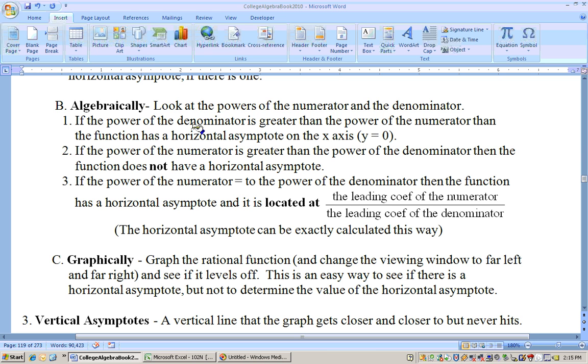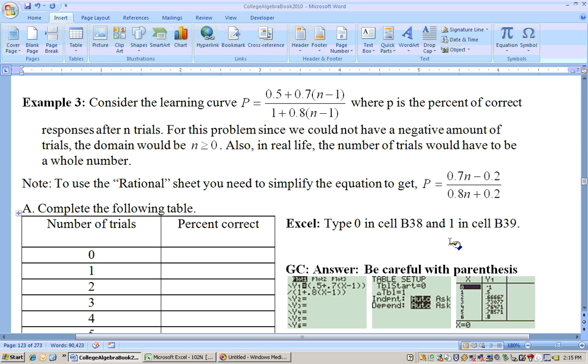For example, if the power of the denominator is greater than the power of the numerator, then you have a horizontal asymptote on the x-axis at y equals 0. And if the power of the numerator is greater than the power of the denominator, then you don't have a horizontal asymptote. Let's go back to our problem. For our problem, we can see they're both to the same power, so we just take the leading coefficients and divide them. And if you divide 0.7 by 0.8, you'll get 0.875. So let's go ahead and go on to the next problem.